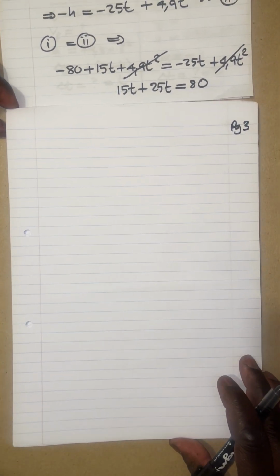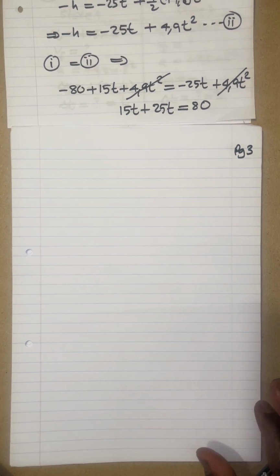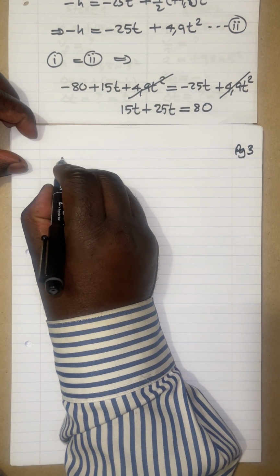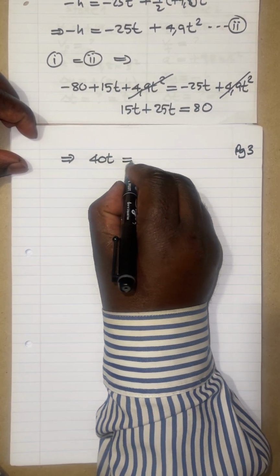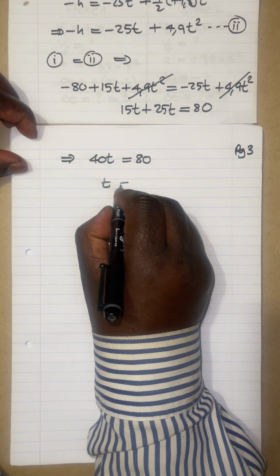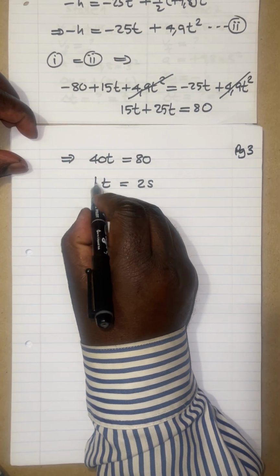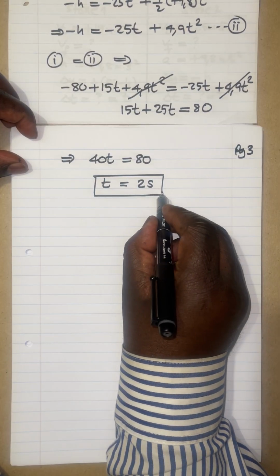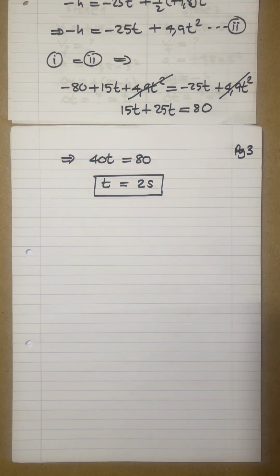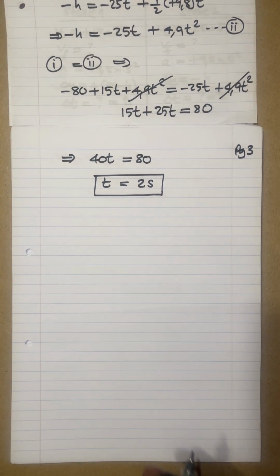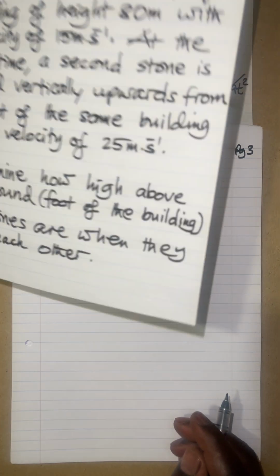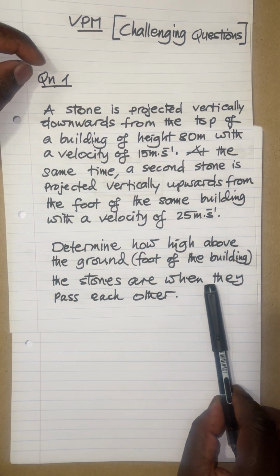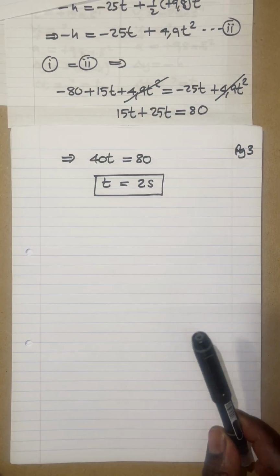What are we saying? Let me move this one down. On page 3, we are saying now this equation must be solved. So we're basically saying 40t, if you check 15 plus 25 is 40, equals 80, divided by 40 both sides, t will be equal to 2 seconds. We are not done yet, but we understand that these stones will pass each other after 2 seconds. The question is not asking us for time. The question says how high above the ground the stones are. Determine how high above the ground the stones are when they pass each other. So we are interested in h.